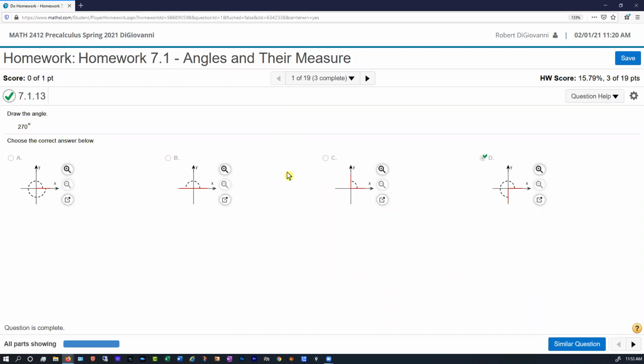All right, going to be working through the 7.1 homework here. First question I already did, but it just asked us to identify 270 degrees. And we did this in class.